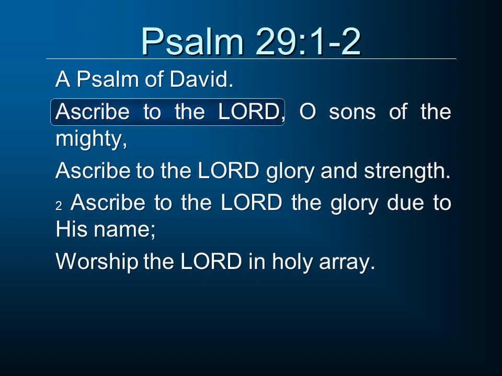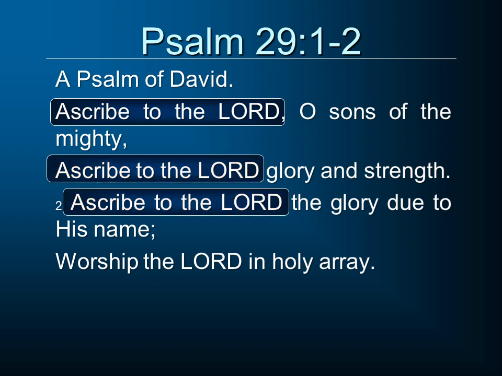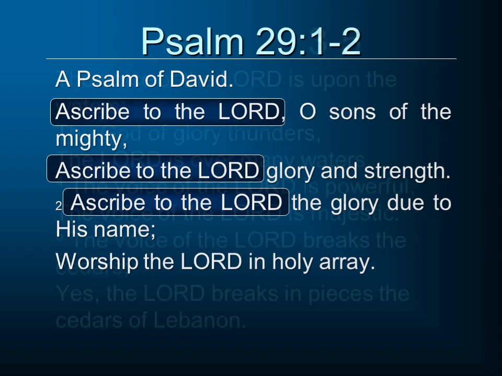And so we begin: Ascribe to the Lord, O sons of the mighty. Notice the repetition we're going to see. Ascribe to the Lord glory and strength. Ascribe to the Lord the glory due his name. And then the climactic part in these first two verses: worship the Lord in holy array. Notice how those three ascribes are building up to that call to worship. But the psalm doesn't end there. It continues to have this buildup.